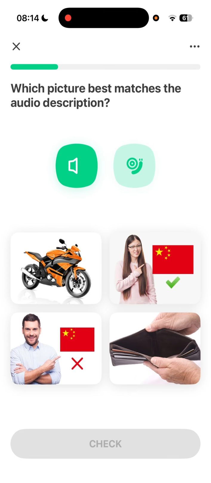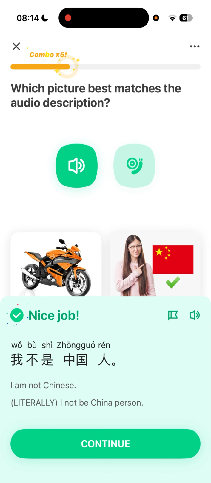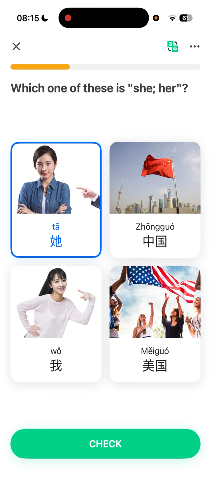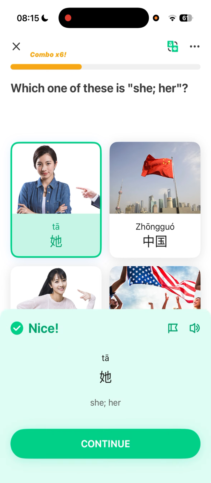Great. 我不是中国人。 It means I am not Chinese, so this one. Which one of these is she or her? This one. 他 I noticed that he or she is the same pronunciation. In China, both is pronounced like ta, but they have different characters.